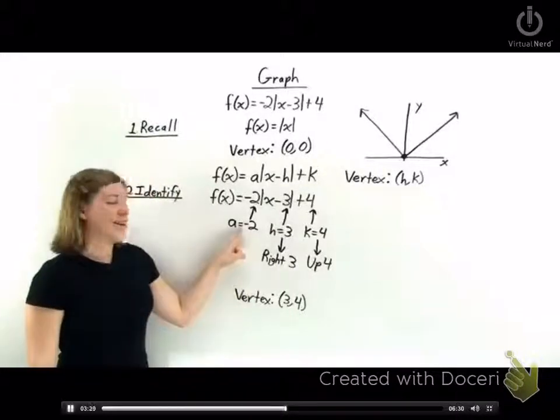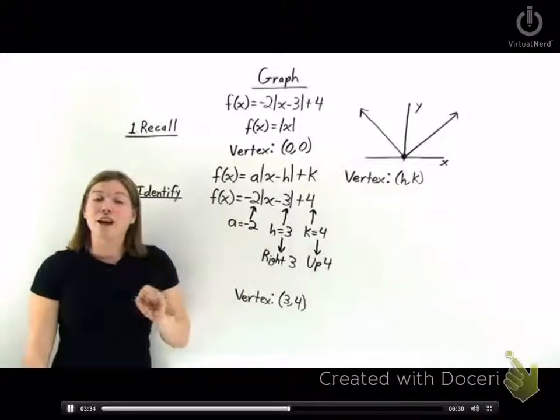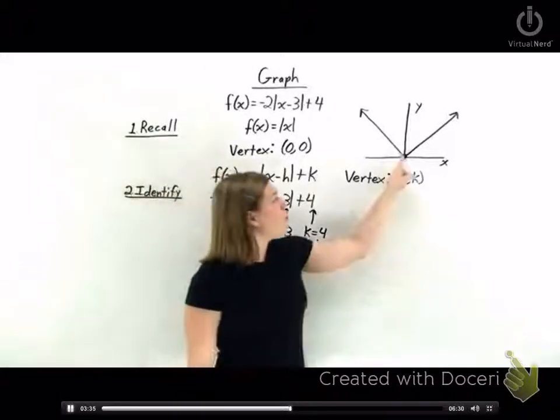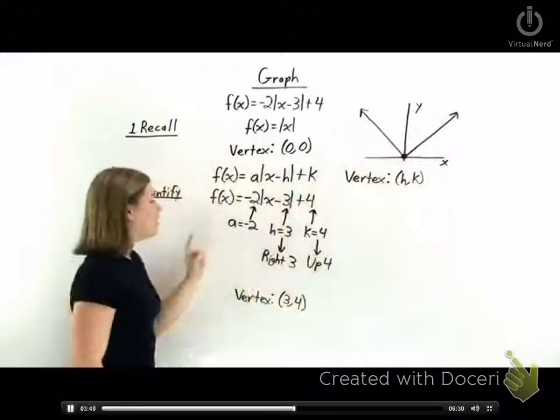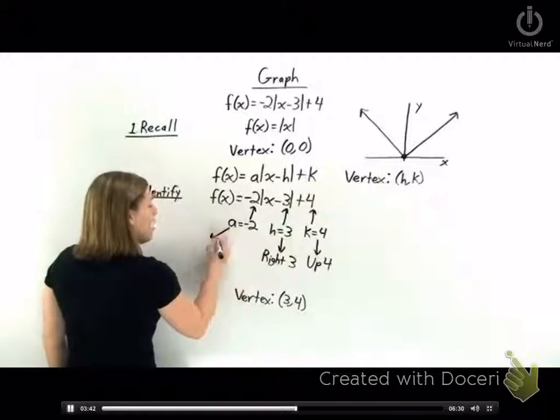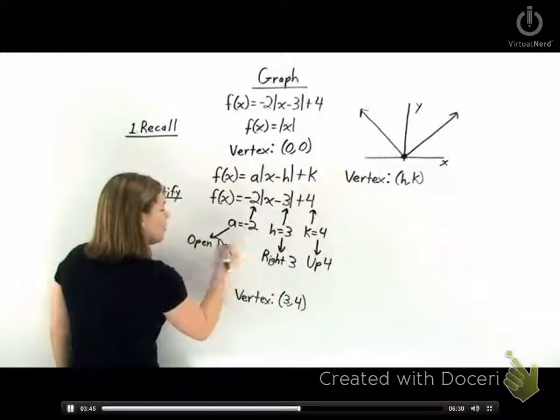Now let's go ahead and look at A. A actually controls a couple of things. The sign of A determines whether our graph will open upwards or downwards. Since A is negative, that means that our graph will open down.